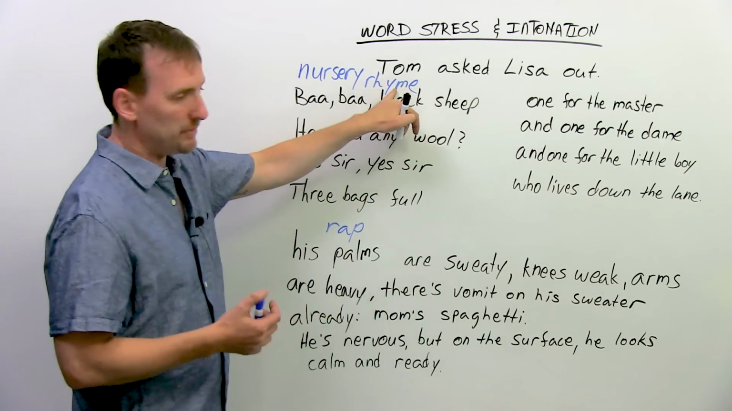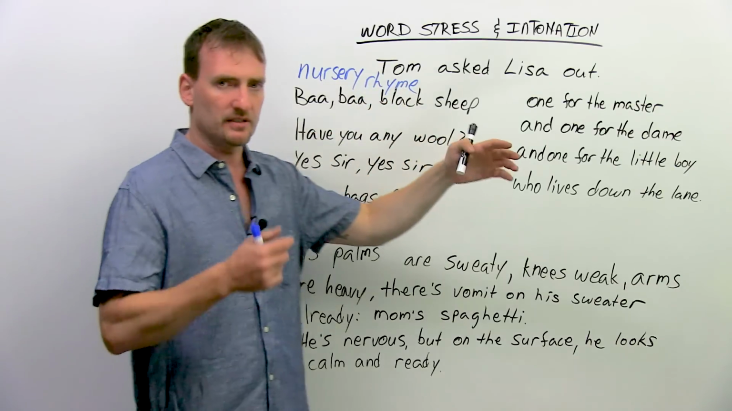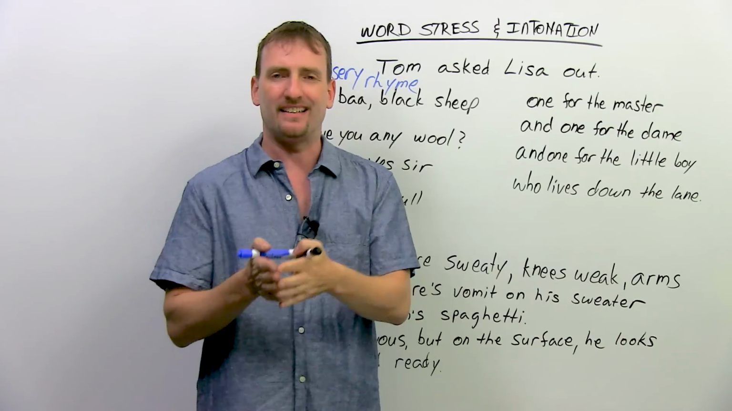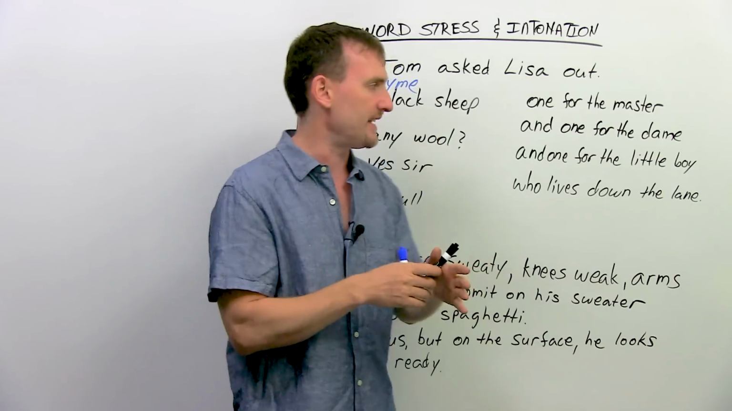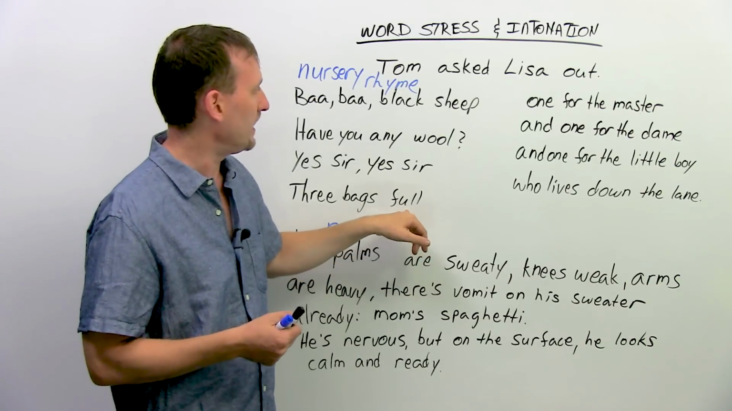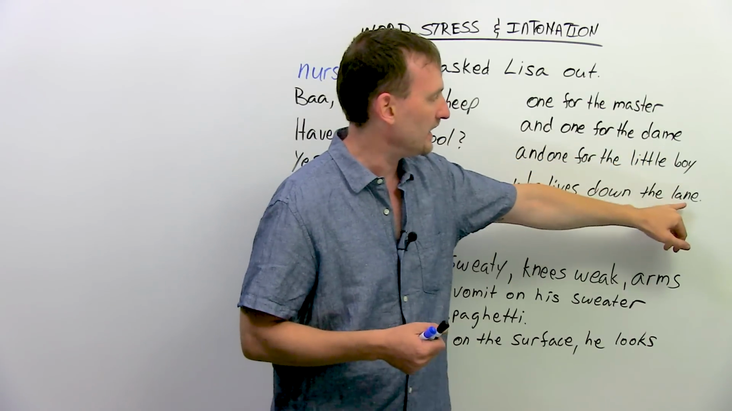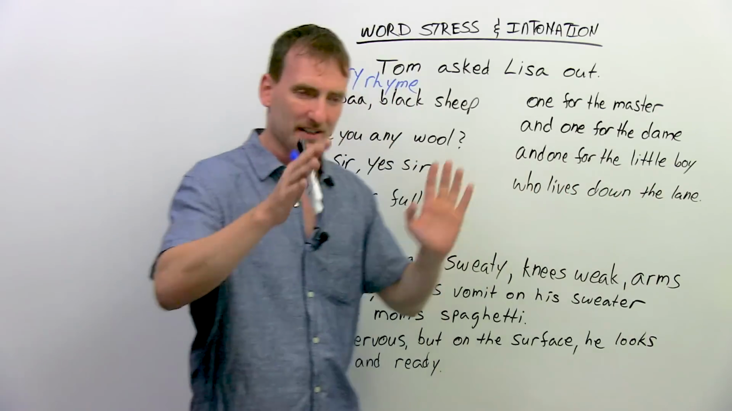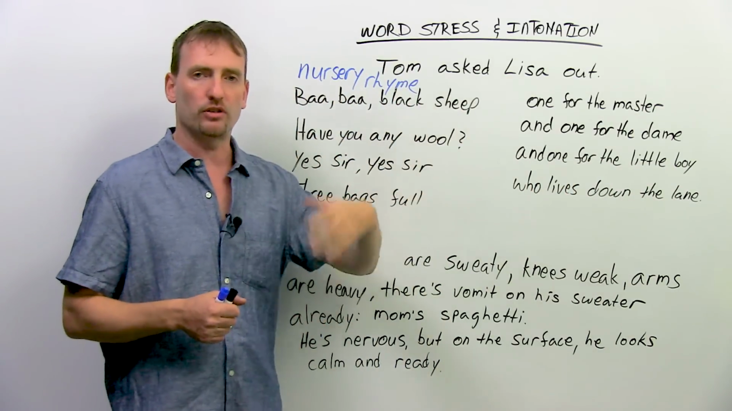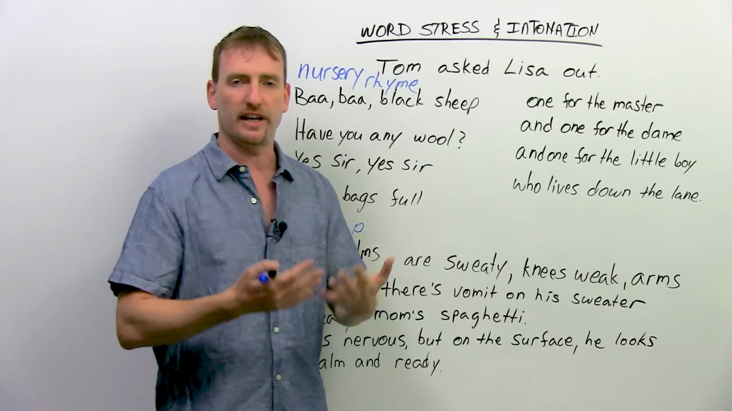Now, rhyme, before I go on, rhyme is basically a tool that you use that words end the sentence and the words sound the same. For example, wool and full sound the same, okay? Dame and lane, more or less, not exactly, but I'll explain that in a second. So we're using rhyme in order to create flow, to create stress.